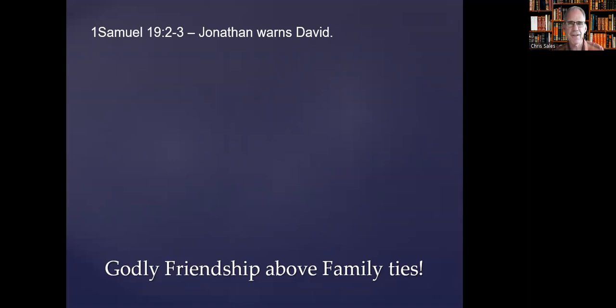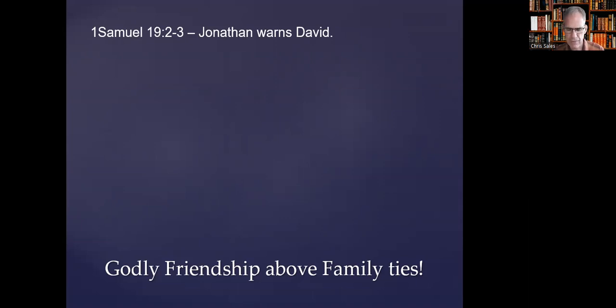Let's get rid of the problem. Look at Jonathan. And remember, we already said that Jonathan respected his dad to a certain extent. He honored his father, but this friendship was more important to him because it was based on truth and it was based on godly principles. So chapter 19, verse 2, Jonathan, Saul's son, delighted much in David.